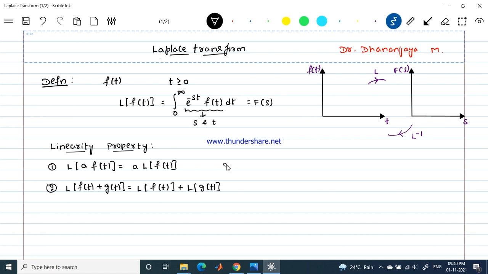We can combine these two properties together to write a single statement, that is Laplace of constant a into f of t plus constant b into g of t is equal to constant a into L of f of t plus b into L of g of t.